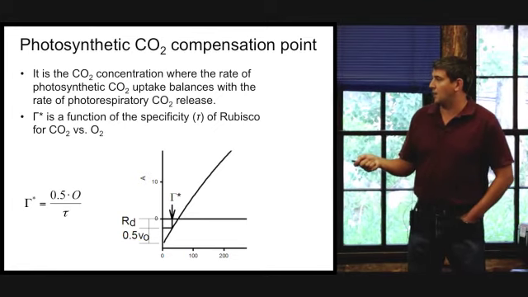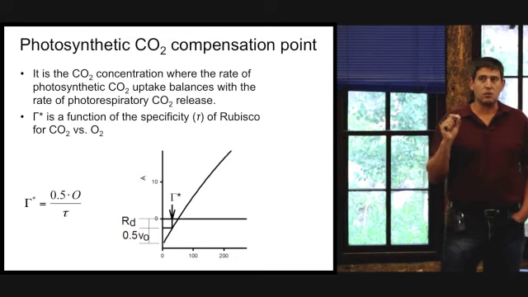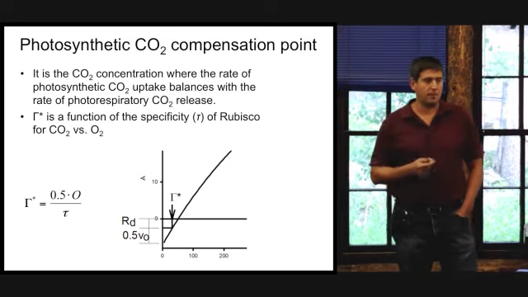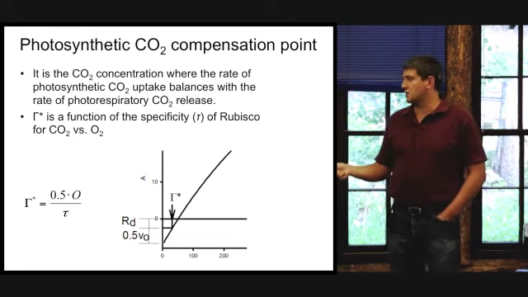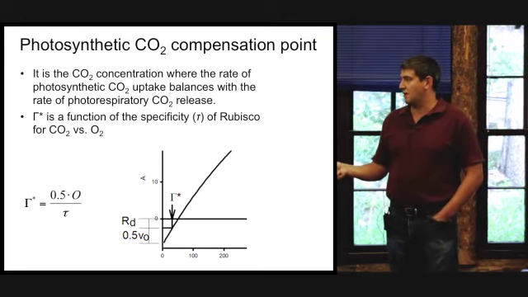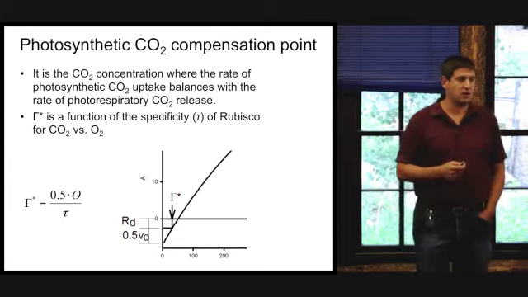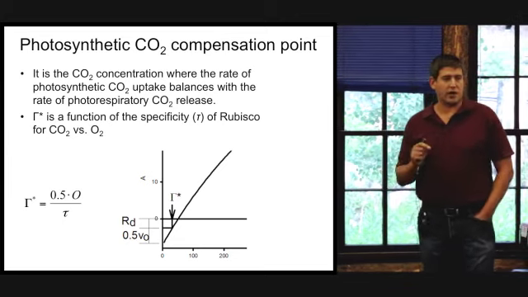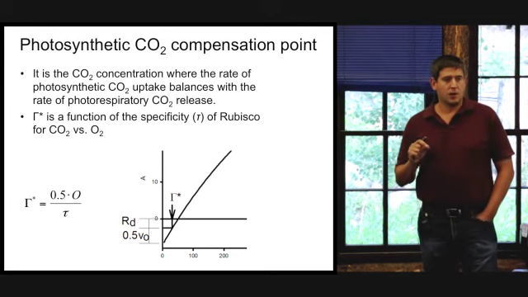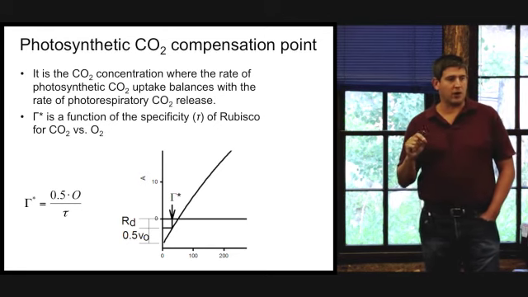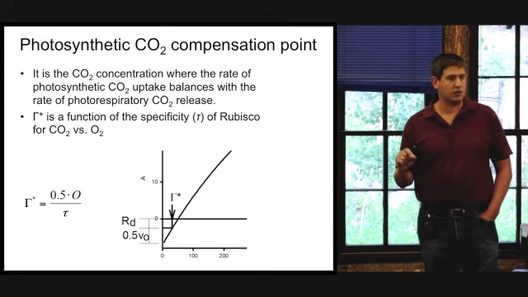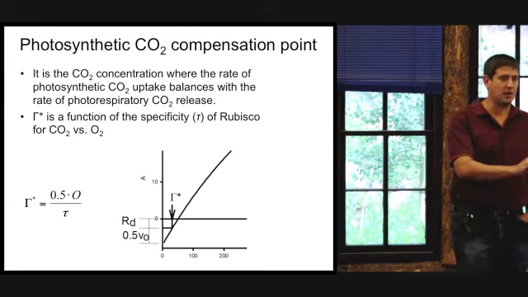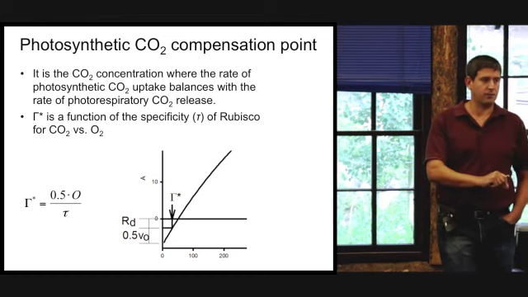Specificity can actually then be simplified even further into this term we call gamma star. And gamma star is equal to 0.5 times the oxygen concentration divided by specificity. Gamma star is the photosynthetic CO2 compensation point. So gamma star is the point at which the CO2 being taken up by photosynthesis is equal to the rate with which carbon dioxide is being given off by photorespiration.